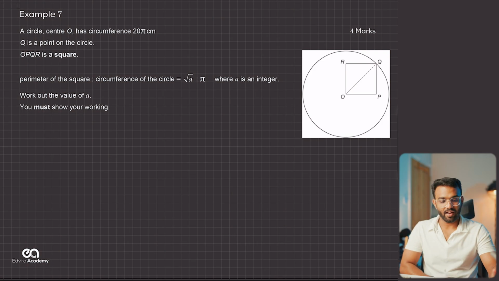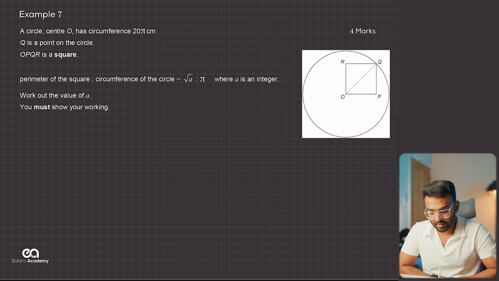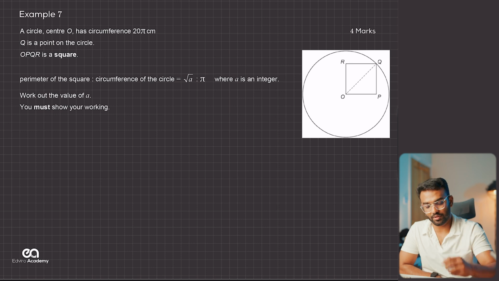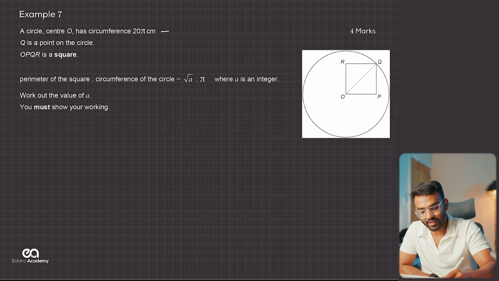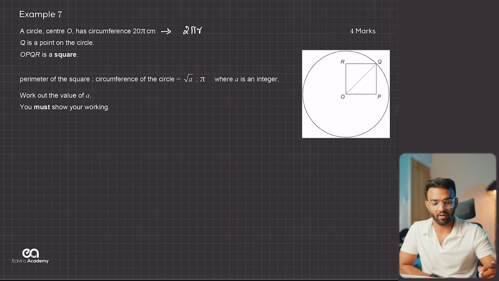Okay, so here we have another question. Let's see how this is done. A circle with center O has a circumference 20 pi centimeter. So the circumference is 20 pi centimeter. All right. The formula for circumference is 2 pi r. So let me write that down, 2 pi r. And we know 2 pi r is the circumference. So straight away we could work out the radius, but we'll do that later.